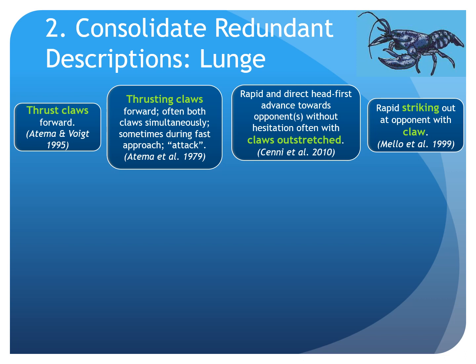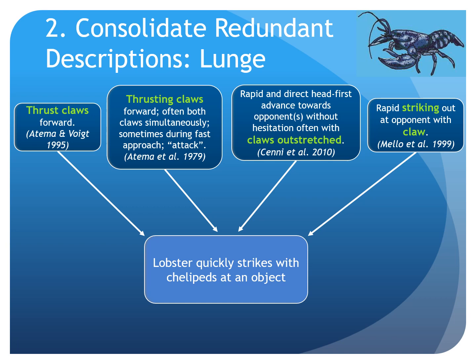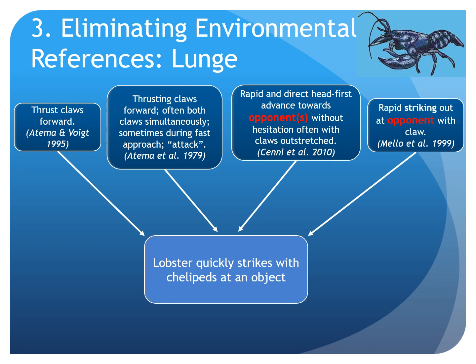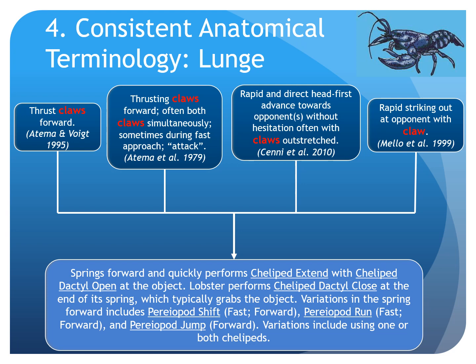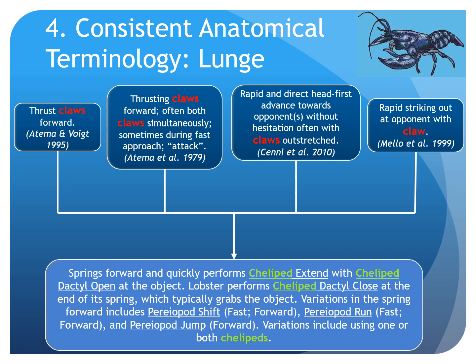With those 2 out of the way, we can focus now on our second step, consolidating the remaining 4 descriptions, which is characterized by the lobster quickly striking with its callipeds at an object. Note that we've now replaced "opponent" with "object", thus fulfilling the third step of eliminating environmental references. Our fourth step involves using consistent anatomical terms, which means changing "claws" to "callipeds".